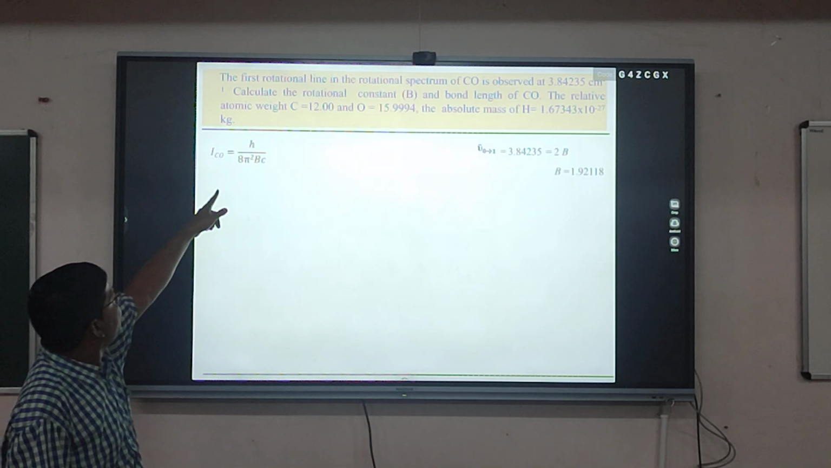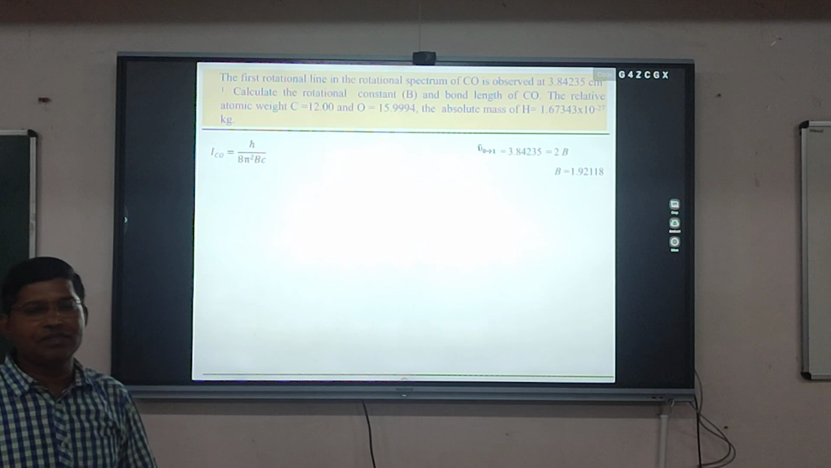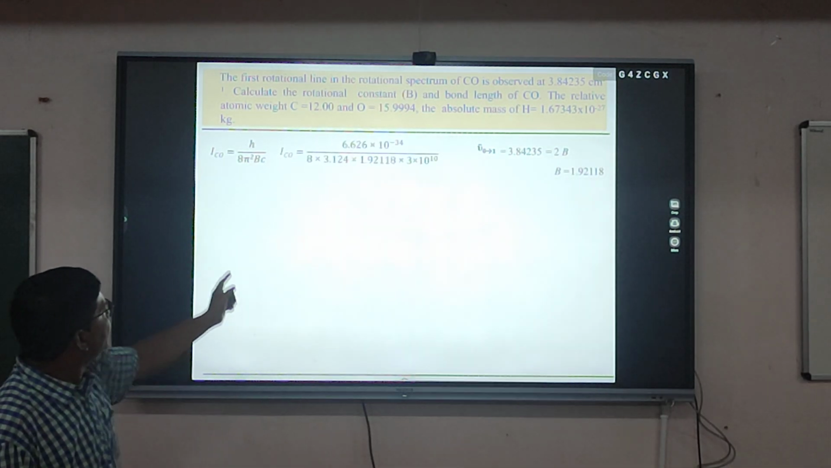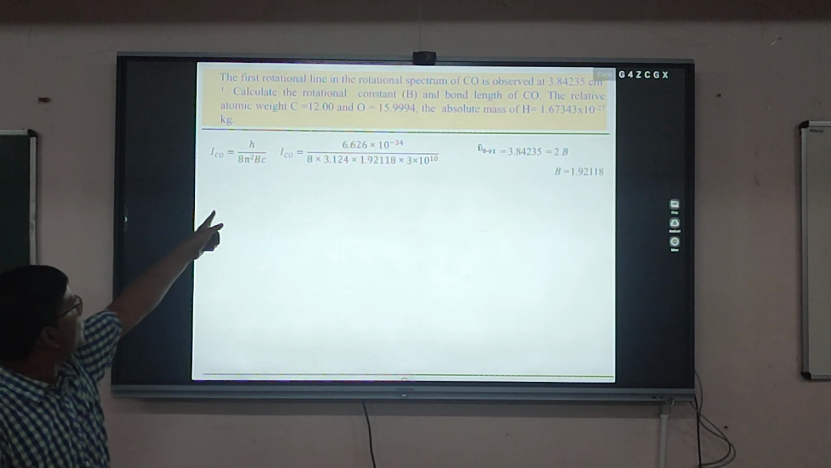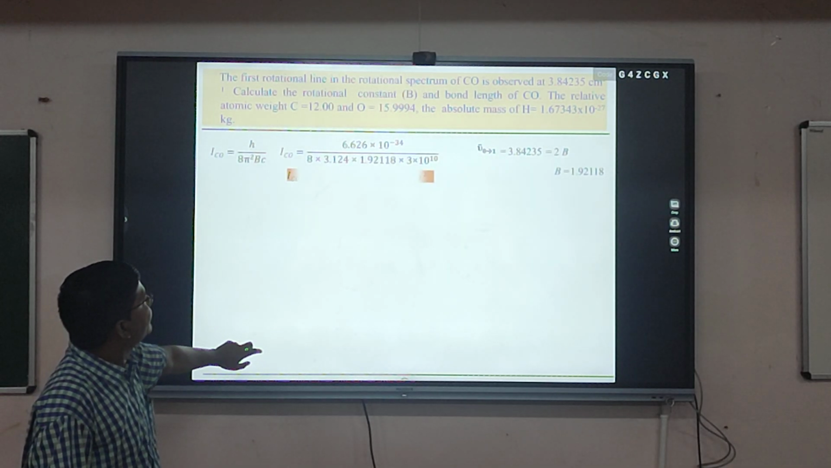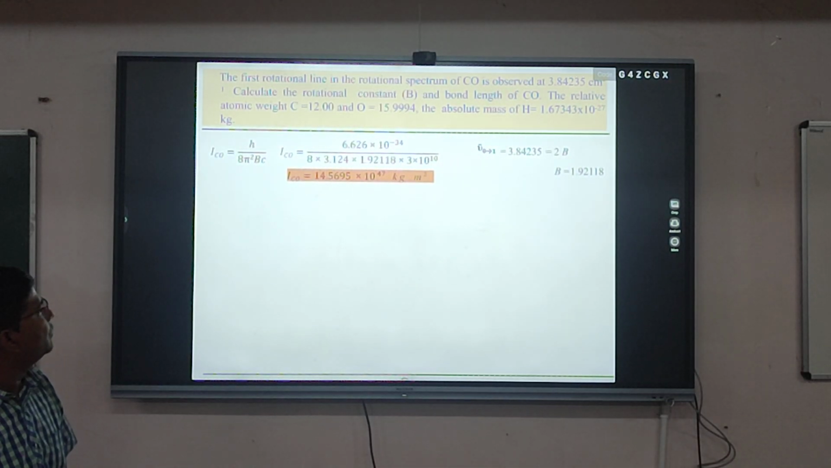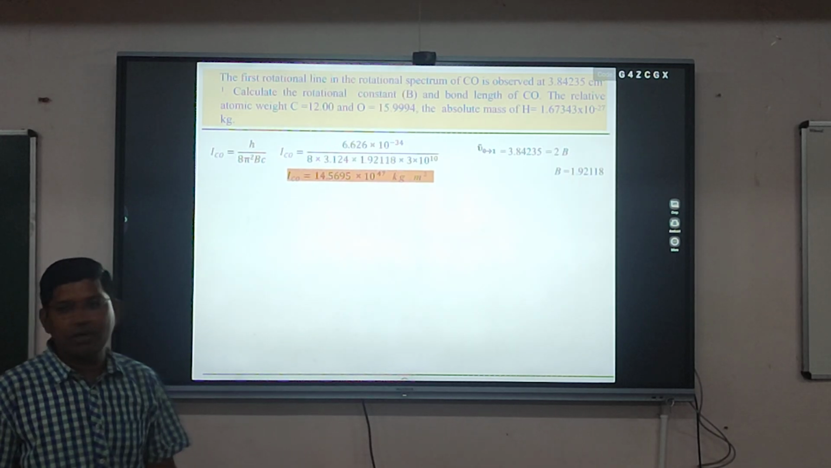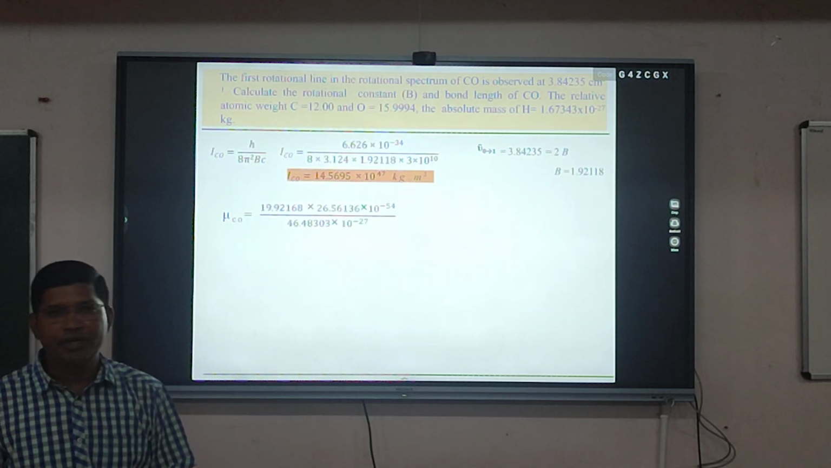Then we want to calculate the moment of inertia of carbon monoxide. We know B equals h over 8π²Ic, then I equals h over 8π²Bc. Then we put in the values. We know h, we know B, and we know c, the constant for the velocity of light. So we put in the values, and the moment of inertia for carbon monoxide will be 14.5695 × 10^-47 kg m², which is the unit of the moment of inertia.